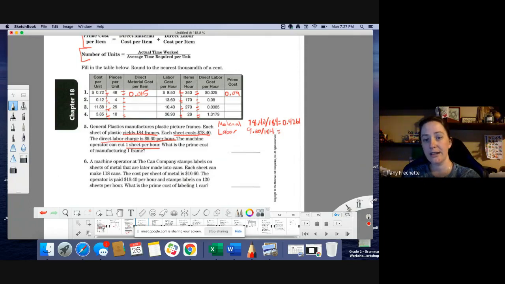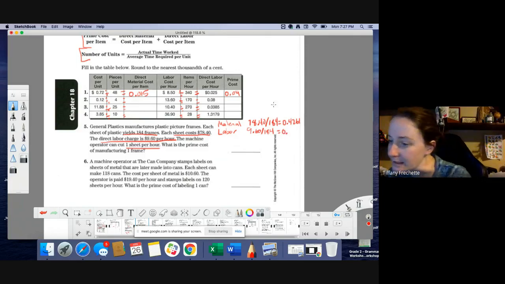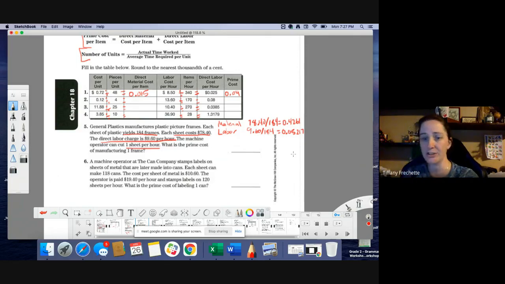If we divide this, then we end up with 0. It's a very small number here because we're dividing that quite a bit. 217, for whatever reason, I went out a bunch of decimal places there. So we have our 2 pieces, our material and our labor cost. Now all we have to do is add these together to get our prime cost of manufacturing 1 frame.